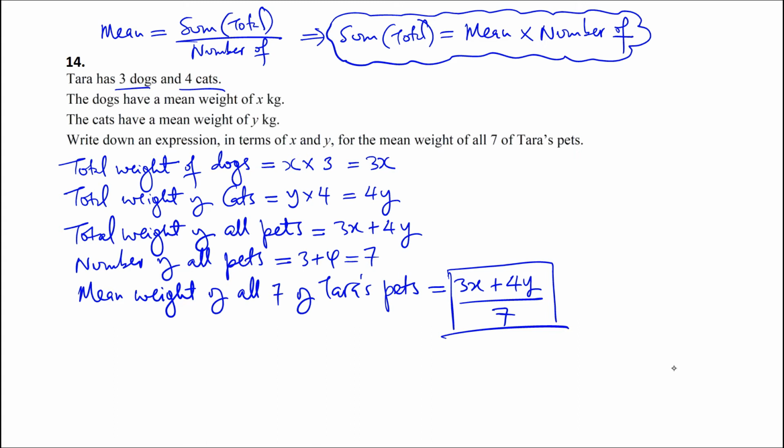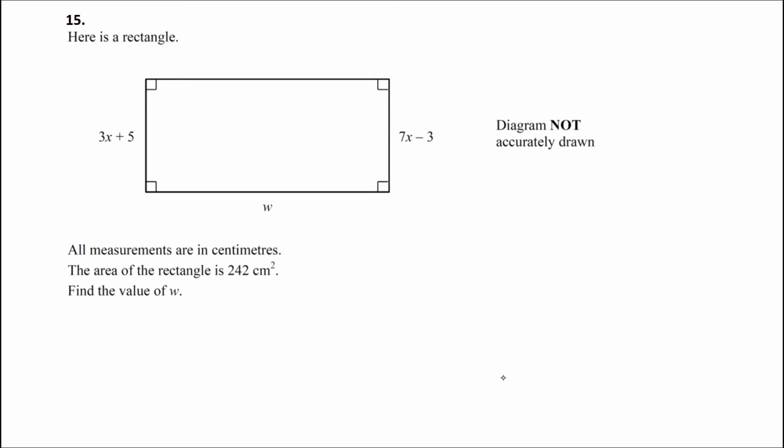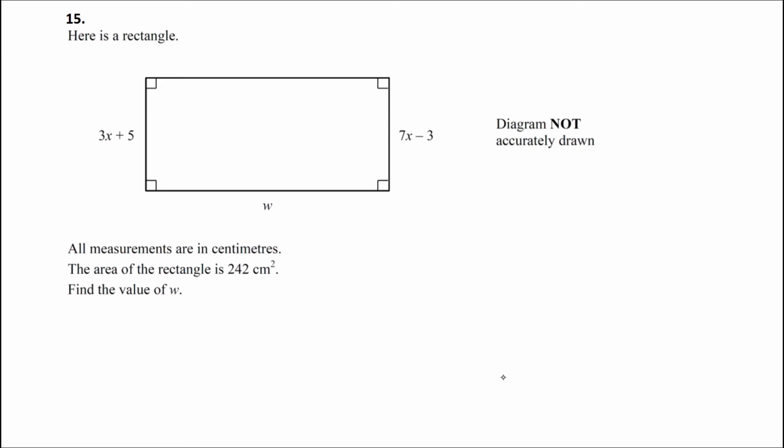Okay, number 15. All right, so number 15, we have a rectangle, and all measurements are in centimeters. The area of the rectangle is 242. Find the value of W. Now, one thing you have to note about rectangles is that opposite sides of a rectangle are the same length.